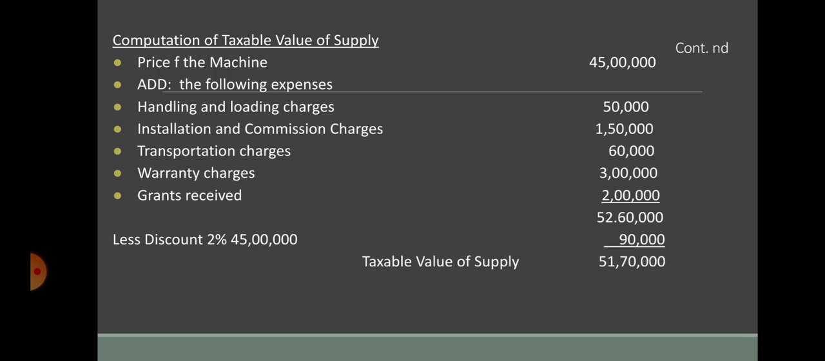So within the state means you should be knowing which GST is to be applicable, whether IGST or SGST or the Union Territory Goods and Service Tax. So as it is within the state, you apply the GST at the rate of 12%.